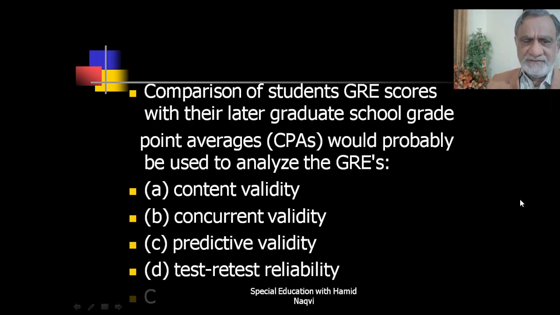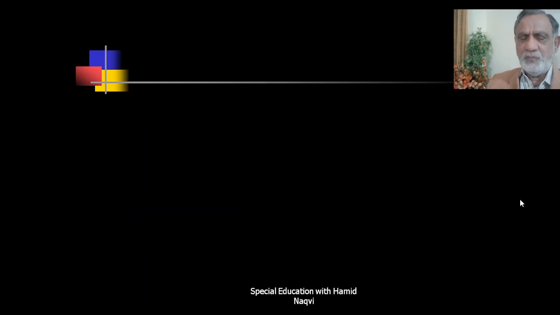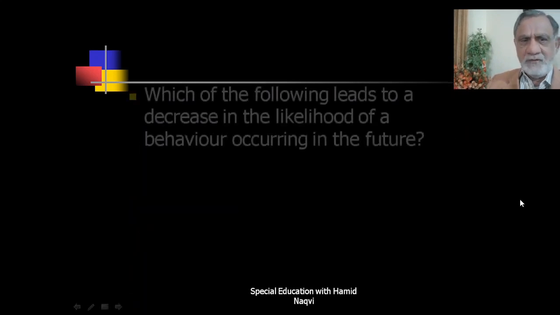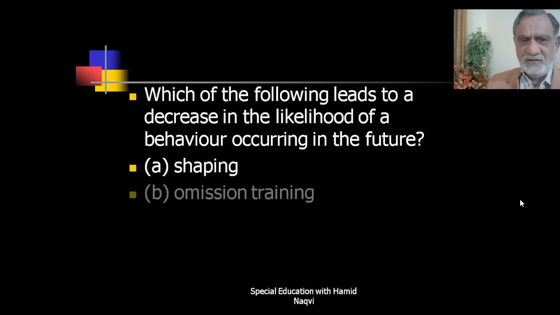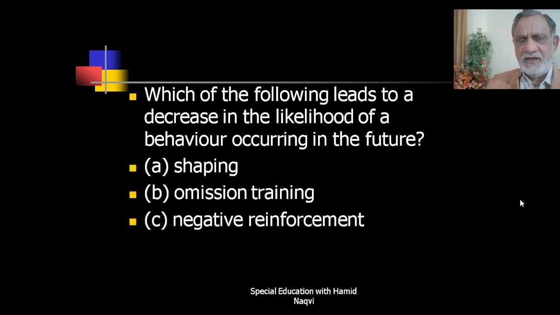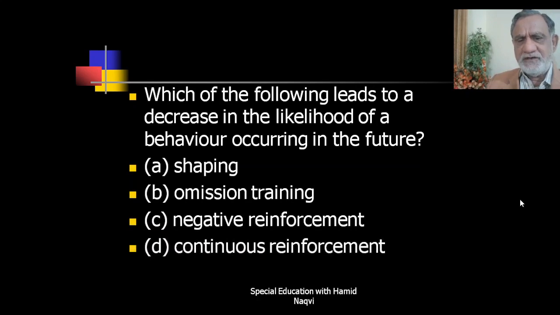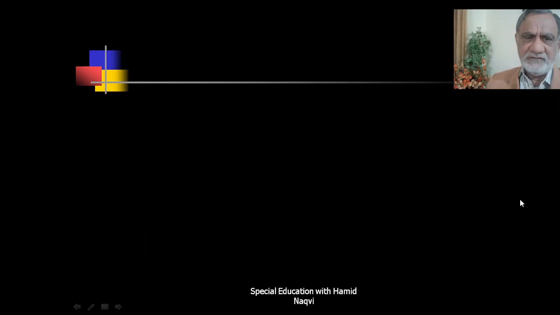The answer is C, that is predictive validity. Which of the following leads to a decrease in the likelihood of a behavior occurring in the future? Shaping, omission training, negative reinforcement, continuous reinforcement. The answer is B, that is omission training.